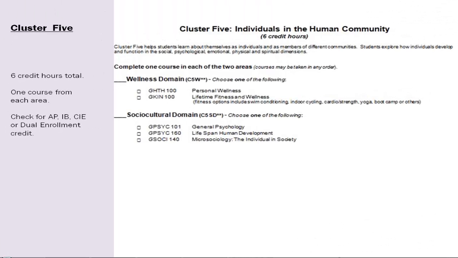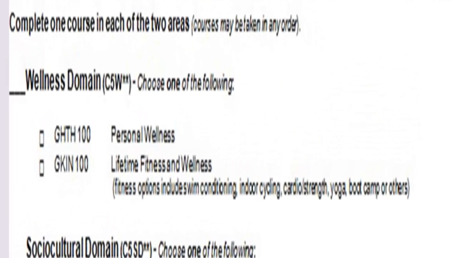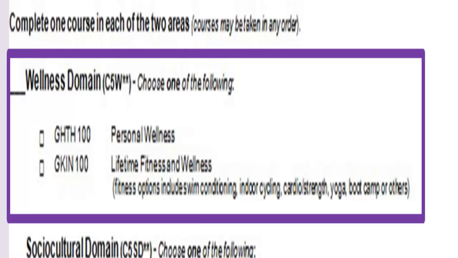Cluster 5 focuses on your physical and mental health as an individual in the human community. There are 2 course requirements in Cluster 5. You will eventually complete 1 course from the wellness domain and 1 course from the socio-cultural domain. Let's start with the wellness domain, which focuses on areas of health and wellness. In the wellness domain, you have 2 course options: G-Health 100 Personal Wellness or GKIN 100 Lifetime Fitness and Wellness.